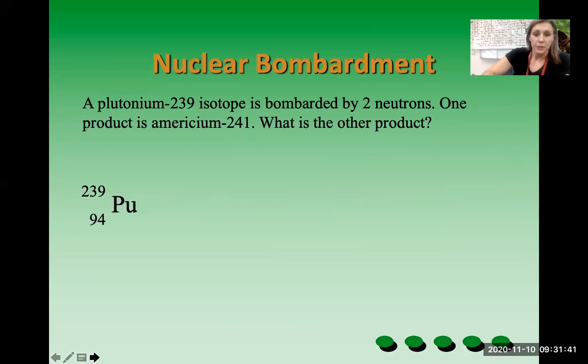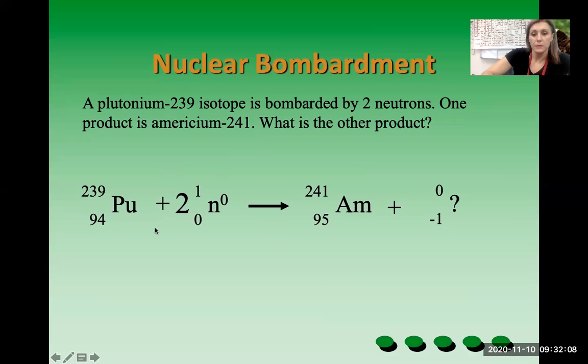The plutonium-239 isotope is bombarded with 2 neutrons. One product is americium-241. What's the other product? So here you shoot a neutron at it, 2 of them. Remember, this side has to equal up to the other side. So 239 plus 2 is 241. This side has to equal that. So basically, a beta particle was the other product.